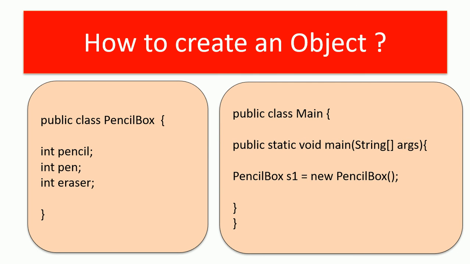So a class is nothing but a blueprint, and an object is nothing but an entity created based on the class as blueprint. So any number of objects can be created for a class. I think the video is informative.